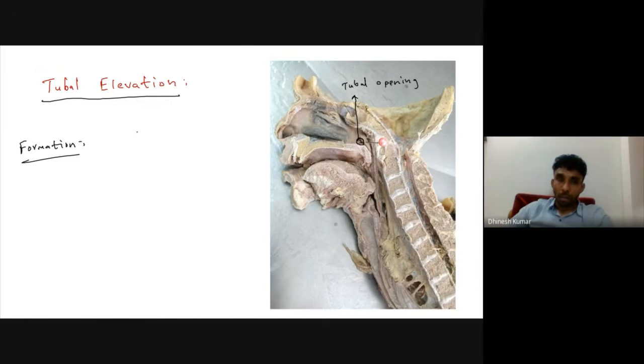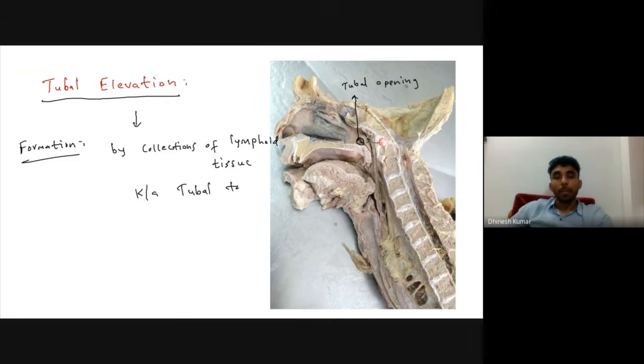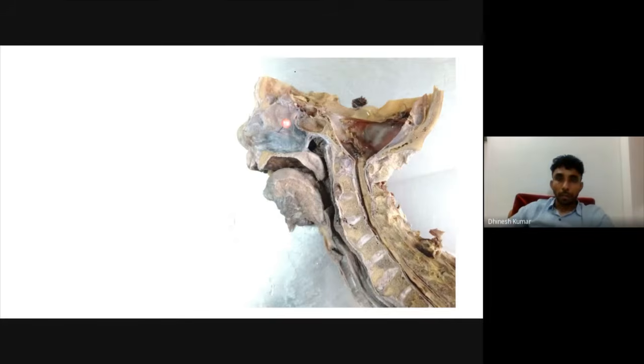Any idea? Yes, the tubal elevation is formed by collections of lymphoid tissue known as tubal tonsils. So the tubal opening is surrounded by collections of lymphoid tissue or lymphoid follicles called tubal tonsils. Okay, fine. Let's move to the next specimen spotter question.